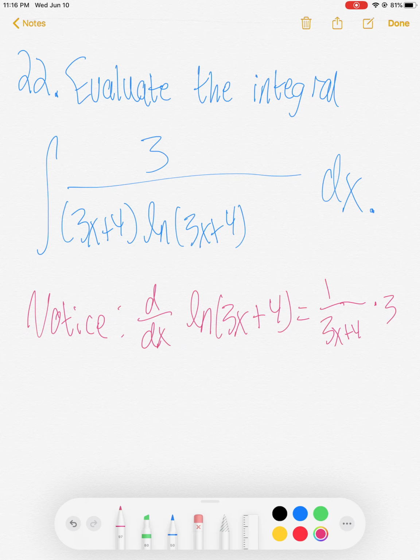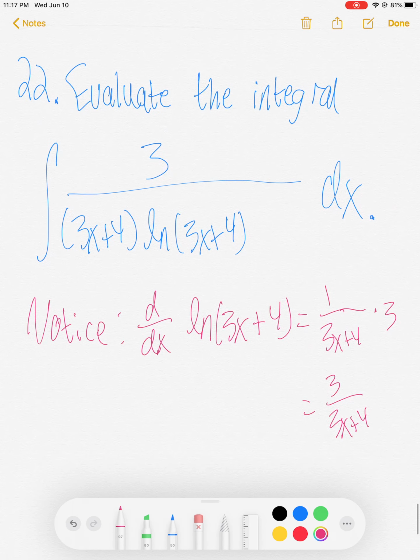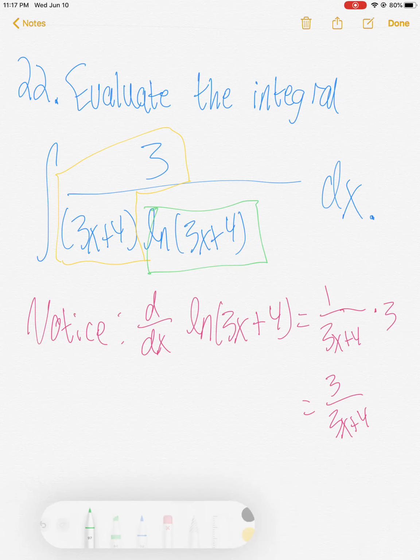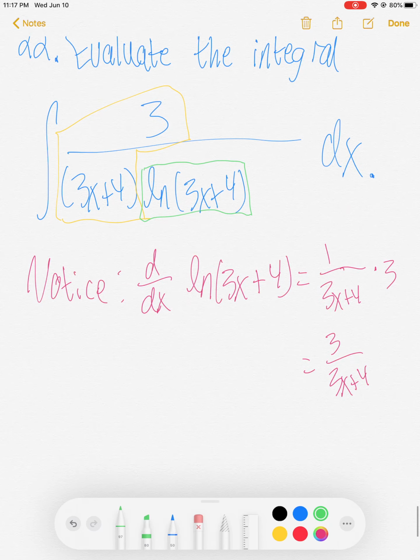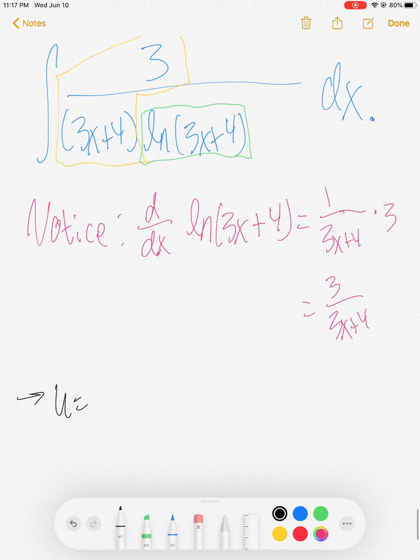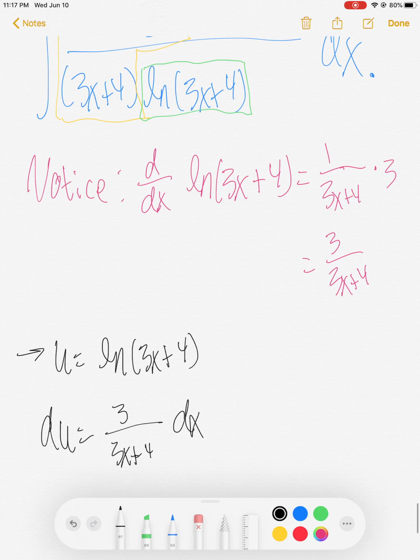What I noticed, so notice, the derivative of ln of 3x plus 4 is equal to 1 over 3x plus 4 times 3. Remember, the derivative of the natural log is just 1 over the inside. And then I multiply by the derivative of 3x plus 4, which is 3. And that is 3 over 3x plus 4. And what I notice then is I've got this fraction right here is exactly the derivative. So that, the part in yellow, is the derivative of the part in green.